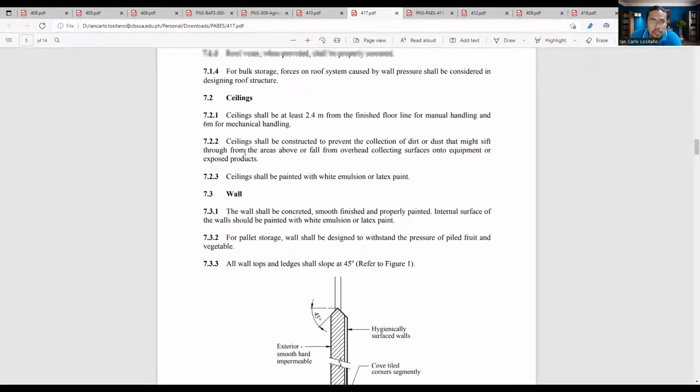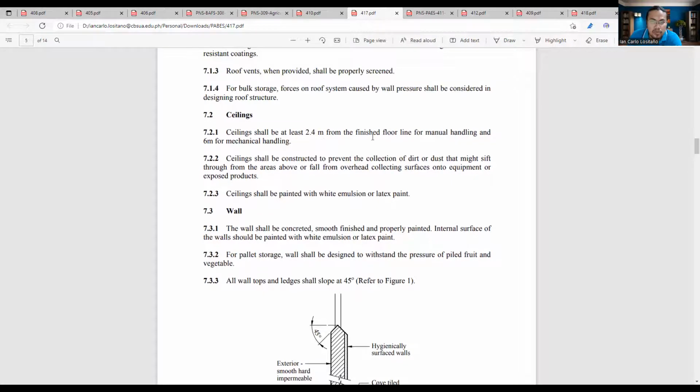structure. For the ceilings, they shall be at least 2.4 meters from the finished floor line for manual handling and 6 meters for mechanical handling. This is to provide ample space for the machinery. Ceiling shall be constructed to prevent the collection of dirt or dust that might sift through the areas above or fall down from overhead.